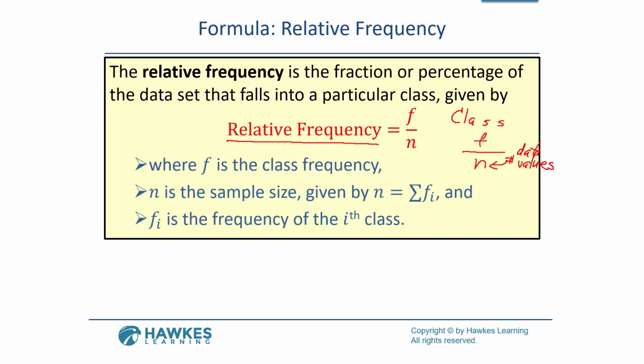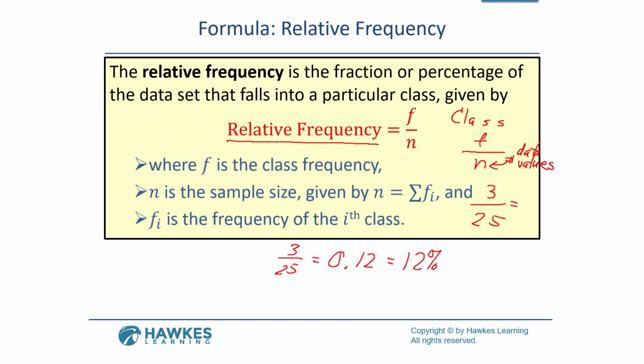So maybe you've got 3 items in that class. Maybe you've got 25 data items all told, 25 pieces of data. Your relative frequency will be 3 divided by 25. And 3 divided by 25 will give you 0.12. You might choose to write that as a percent instead.